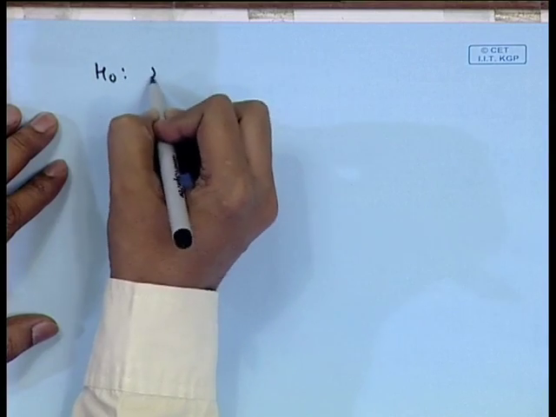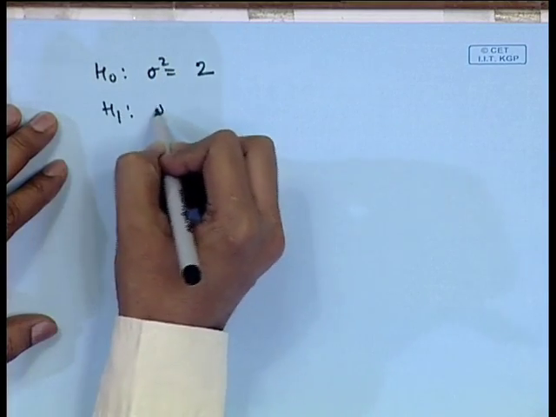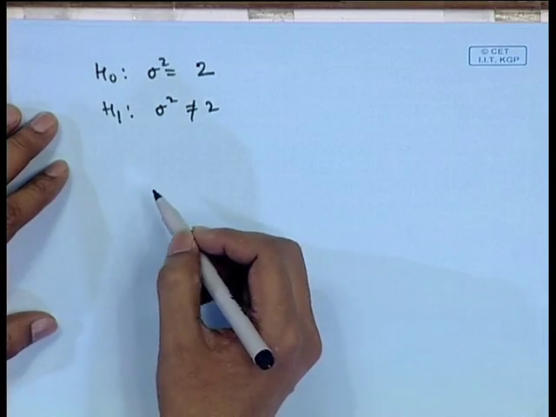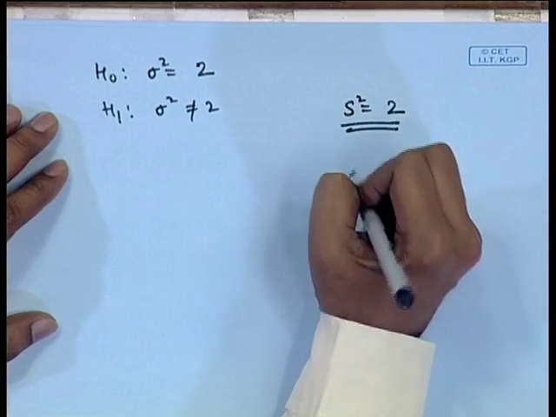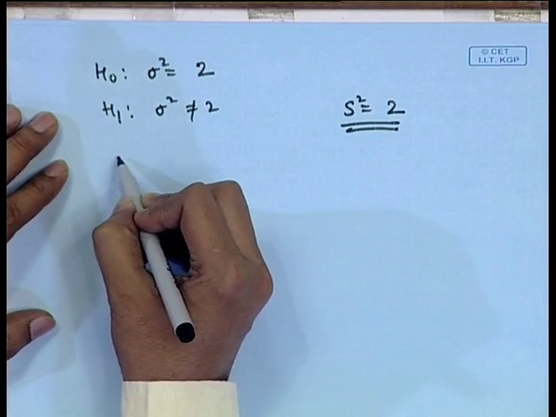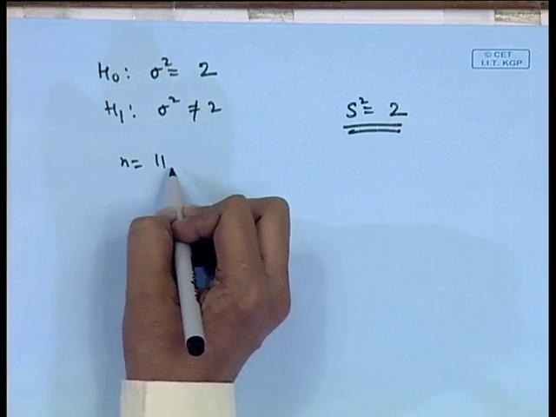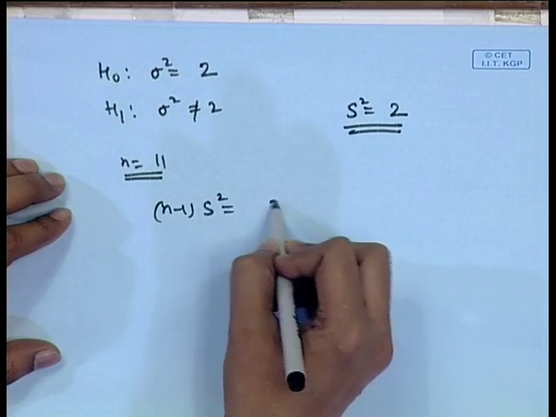If we are considering a two-sided hypothesis, in that case we may have something like H naught: sigma square is equal to 2 against H 1: sigma square is not equal to 2. Now, in this case what will happen? Suppose I have observed S square is equal to 2 itself. Then if I have considered a sample of size n is equal to 11, then you will have n minus 1 S square is equal to 20.